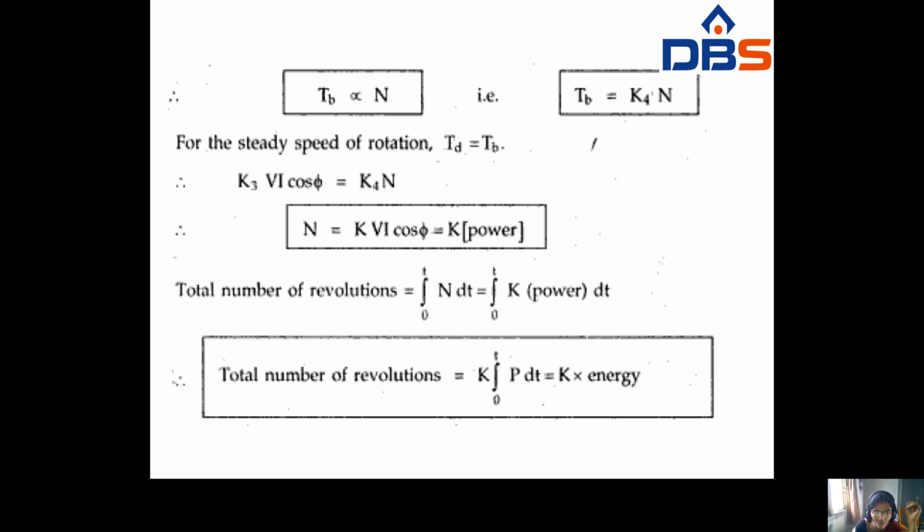For the number of revolutions over a particular time period, you integrate N dt from 0 to T. The integral of N is K times power, integral of P dt, where K is a constant. So the total number of revolutions is equal to K into energy. That means you can measure the energy as the total number of revolutions of the disc. You connect the disc in between the upper magnet and lower magnet, and how many revolutions it makes is taken as the energy. That is the working of the energy meter.